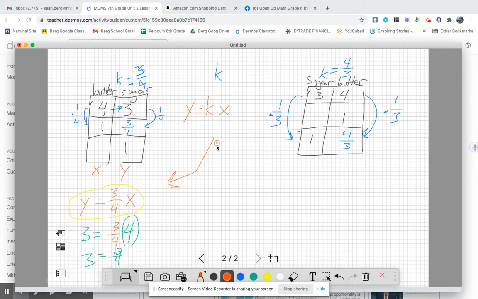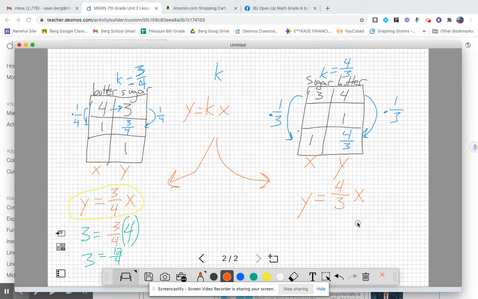And so let's see if it works similarly when I have flip-flopped the sugar and the butter columns. I'm debating whether I should flip the x and the y, because that's how I did it. I think I'm going to do that. So now sugar is going to be the x, and butter is going to be the y. And I know that the k is 4/3. So let's write it as y equals 4/3 of x.